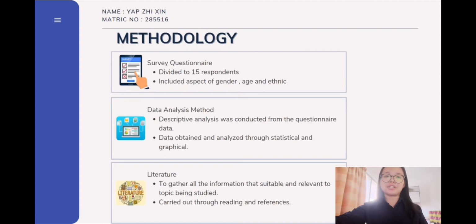In our assignment methodology, there are three ways, which are survey questionnaire, data analysis method, and literature. For the survey questionnaire, it was given to 15 respondents, and the survey form included aspects of gender, age, and needs. For the data analysis method, descriptive analysis was conducted on the questionnaire data. The data was obtained and analyzed through statistical and graphical methods. And lastly, for literature, we gather all the information that is suitable and relevant to the topic being studied, carried out through reading and references.